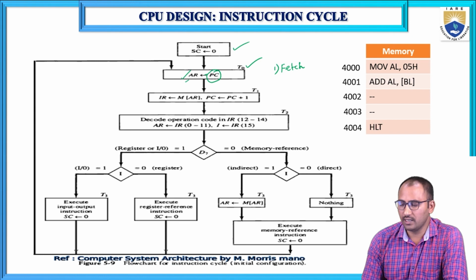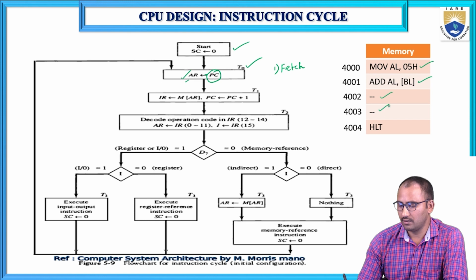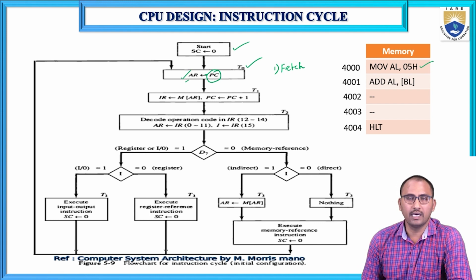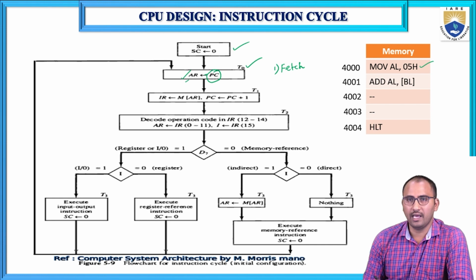You can understand this with an example. Consider a memory here. The memory has some memory locations: 4000, 4001, 4002, 4003, 4004. Let us assume the program has 5 lines. So what is the first instruction? Move AL comma 05H. That is the instruction stored in the memory. In order to retrieve that instruction from the memory, first we require the address of that instruction.